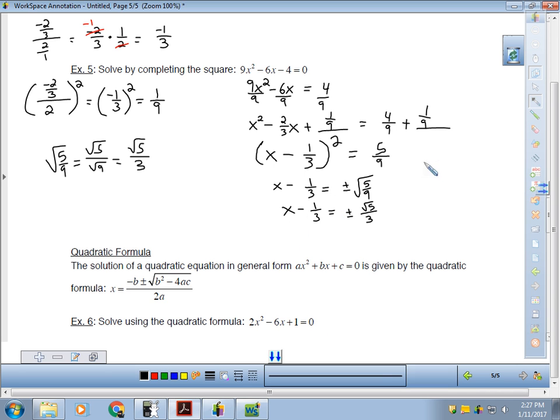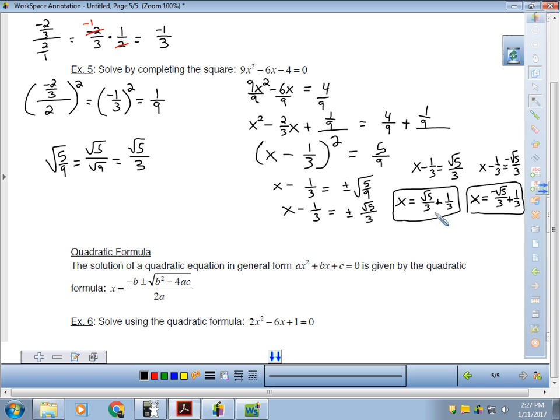So I have two different possibilities. I have x minus 1/3 equals the positive square root of 5 over 3, or x minus 1/3 equals the negative square root of 5 over 3. In either case, we're going to add the 1/3 across, and so I'll have x equals the square root of 5 over 3 plus 1/3, and then over here, x equals the negative square root of 5 over 3 plus 1/3. Now, it is okay to leave those like that, okay?